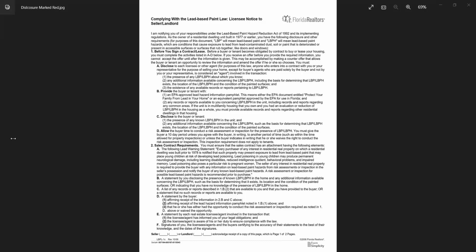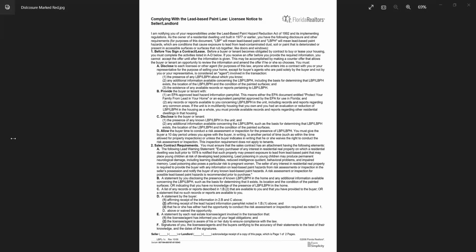I'm not going to read through this entire section here, but it begins by saying, I am notifying you of your responsibilities under the Lead-Based Paint Hazard Reduction Act of 1992 and its implementing regulations. As the owner of a residential dwelling unit built in 1977 or earlier, you have the following disclosure and other requirements. For the purpose of this document, LBP will mean lead-based paint and LBPH will mean lead-based paint hazards, which are conditions that cause exposure to lead from lead-contaminated dust, soil, or paint that is deteriorated or present in accessible surfaces or surfaces that rub together, like doors and windows.